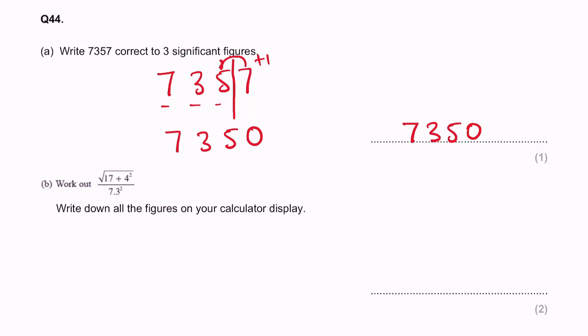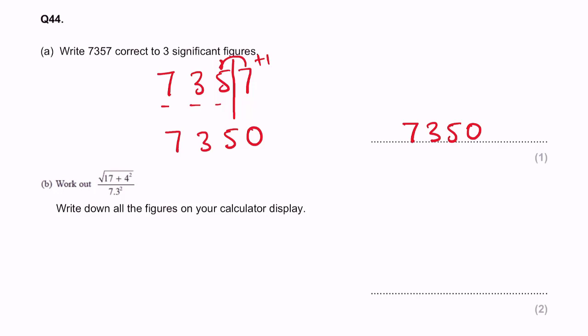Work out the square root of 17 plus 4 squared over 7.3 squared. Write down all the figures on your calculator display, so we need your calculator for this one. So use the fraction button, the top left, if you're using a Casio calculator. Then press the square root button, then type in 17, add 4 squared.